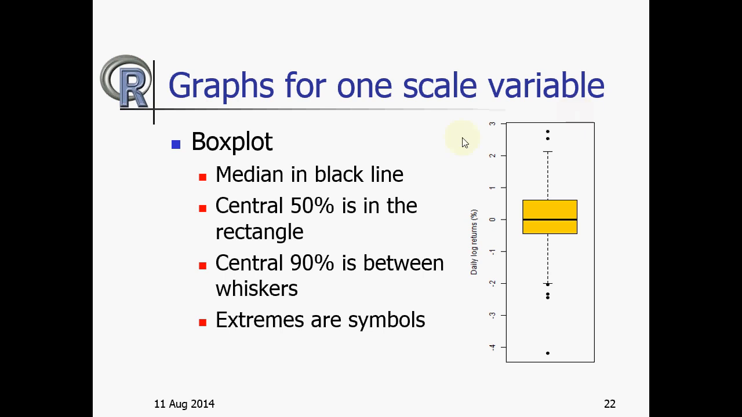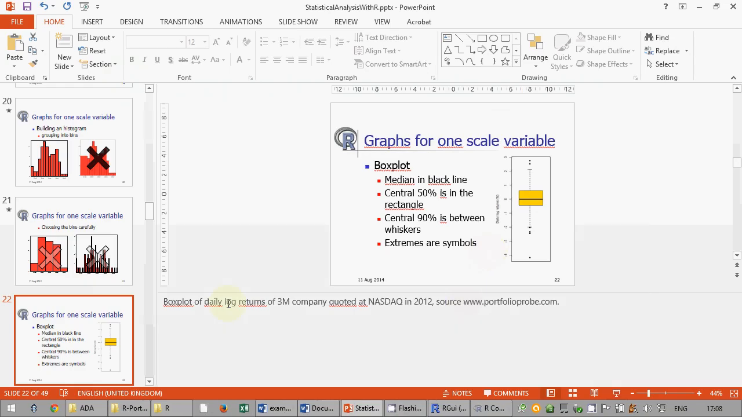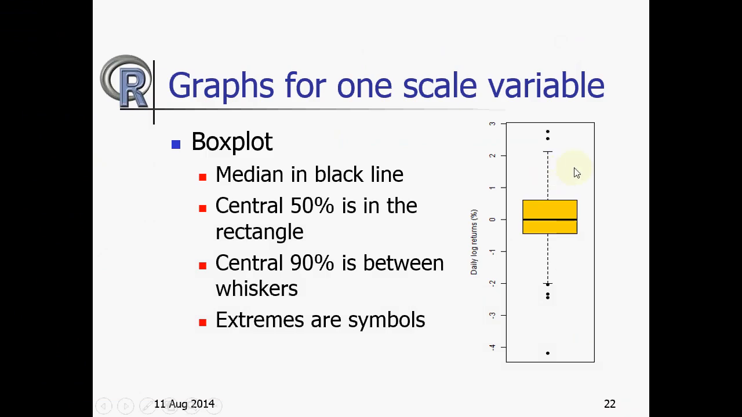Look, this is a box plot. If you are curious, it's the daily log return of 3M company quoted at Nasdaq in 2012. So I have 250 data points, one per trading day, and I plotted the daily log return. Okay, what does it tell us? Well, the big black line is the median. If you don't know what a median is, I remind you it's a prerequisite for this course. Look in Wikipedia. Okay, the median splits the distribution into two parts, 50% above and 50% below.